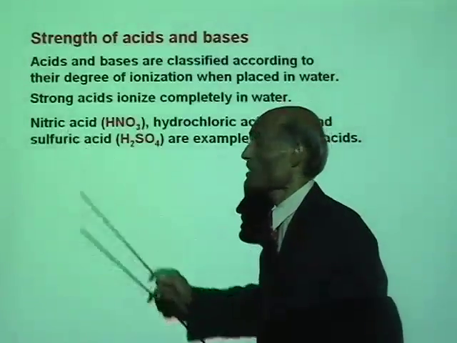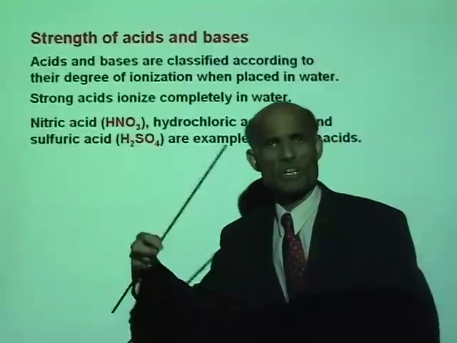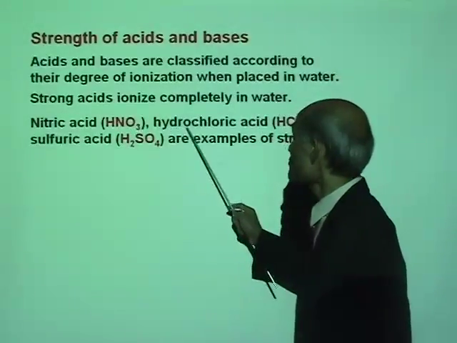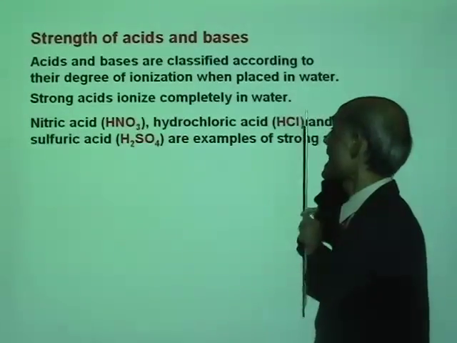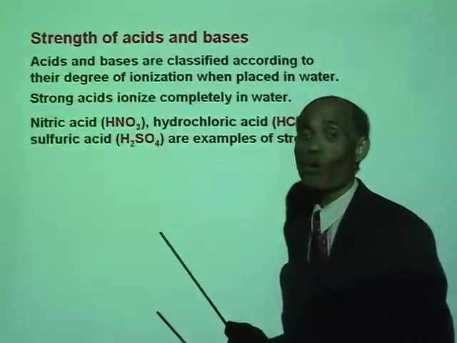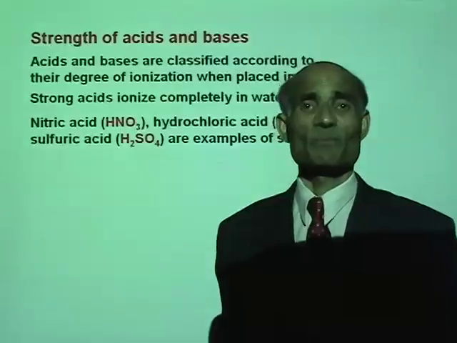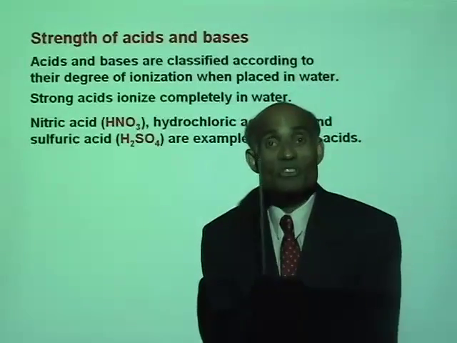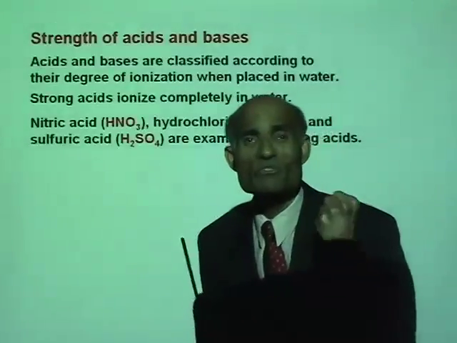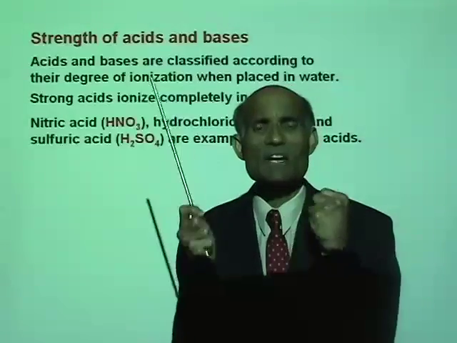Now, nitric acid. Don't worry about these symbols, but this is another kind of acid. Nitric acid, HNO3. Hydrochloric acid, HCl. And sulfuric acid, H2SO4. These are three very strong acids. In fact, our stomach acid is hydrochloric acid. It's a very strong hydrochloric acid. It is very corrosive, and I can feel it.